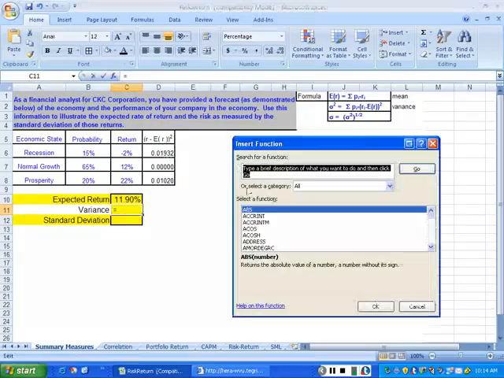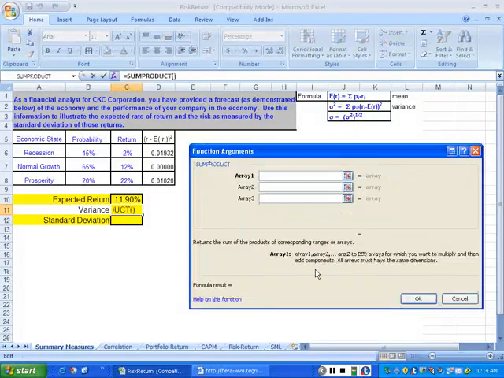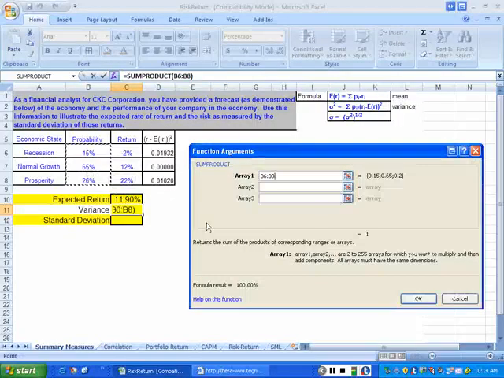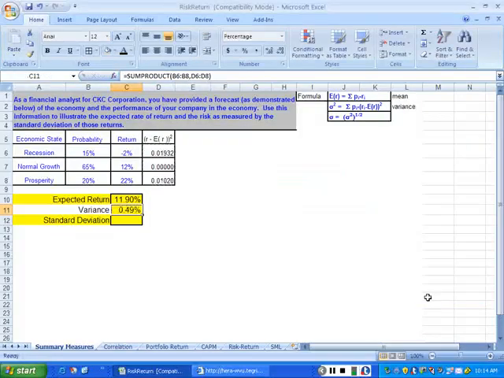So I can go here to my most recently used, since I had just used that SUMPRODUCT function, and tell it OK. The array number 1 is again going to be the probabilities, but array number 2 in this case is the square deviations, this column that we just created. And it's going to give me a variance of 0.004939. Now, it's put it in here as a percent, but it really isn't a percent.